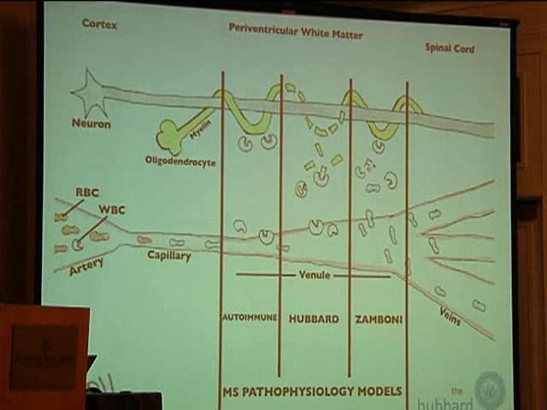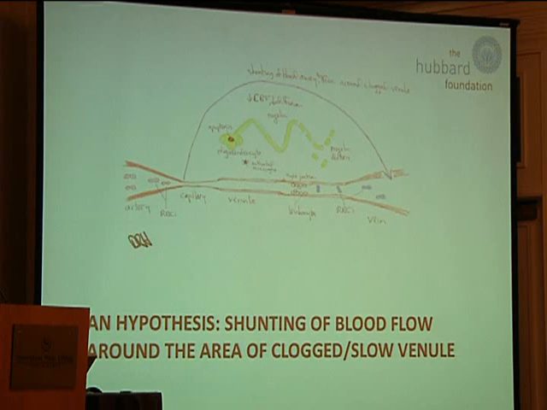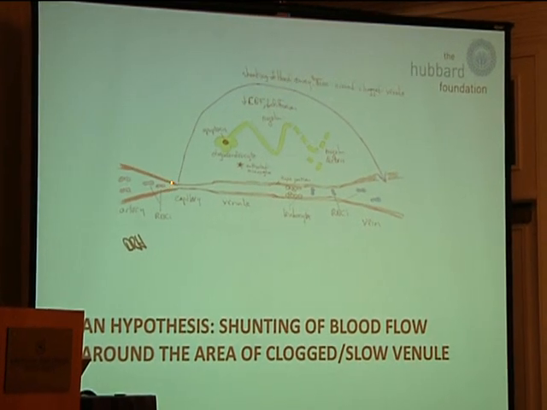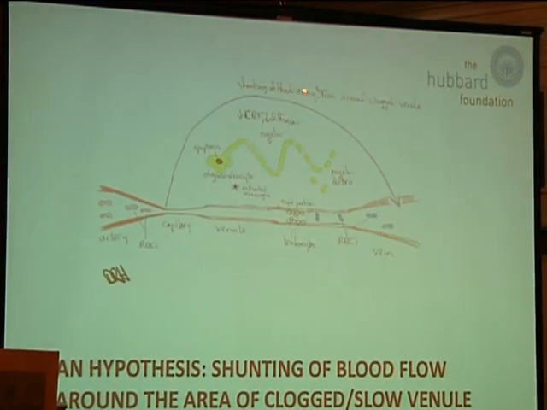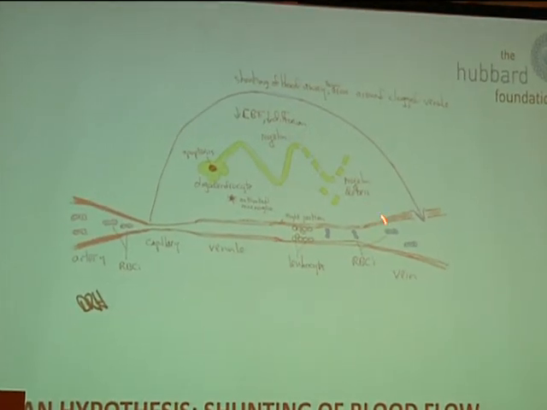Okay, so now I want to put it all together. What's killing the oligodendrocytes? Well, it's decreased perfusion, decreased diffusion. But what's going on? I want to throw out to you a way that this might fit together. If you have in the venule reduced flow and/or obstruction of flow, such as the leukocytes, perhaps what's happening is causing a shunting of blood around the area of the abnormal venule.